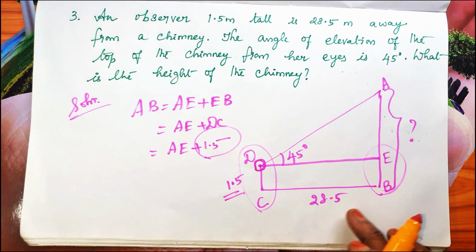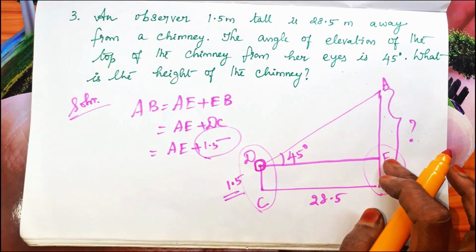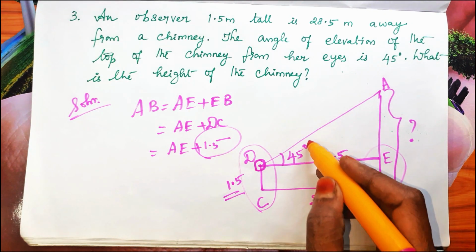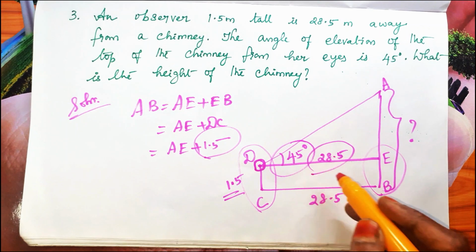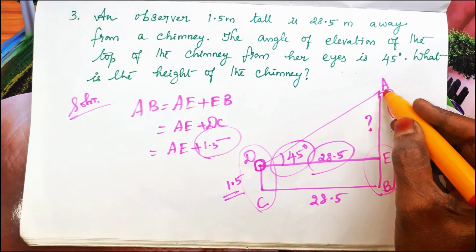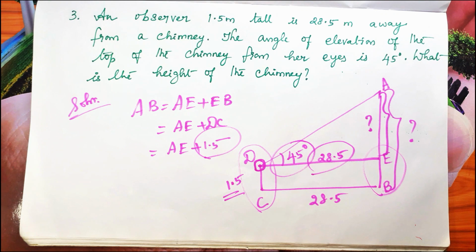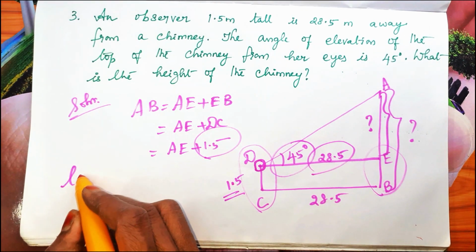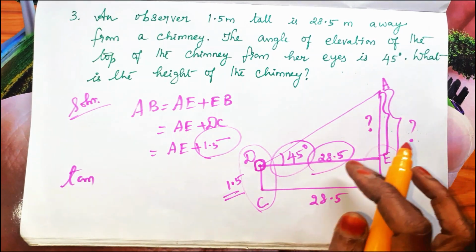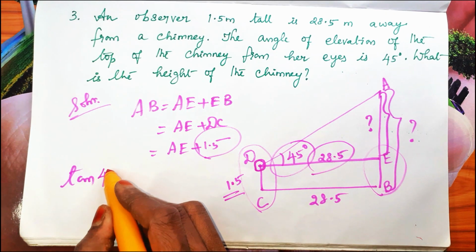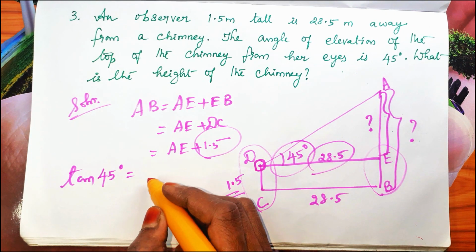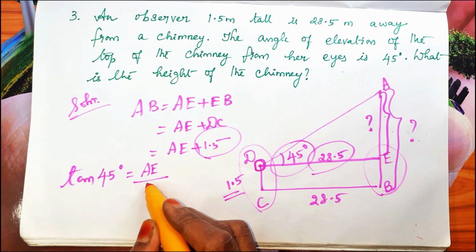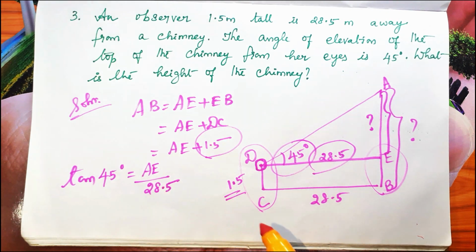CD is given, CD and DE both are same, so I can take this as 28.5. The angle is given, the adjacent side is given, we are going to find the opposite side, this one. Tell me the relation which connects opposite side by adjacent. It is tan. Tan theta is equal to opposite side by adjacent. Here the theta value is 45 degrees. Tan 45 is equal to AE, the opposite side, by DE, the adjacent side, which is 28.5.